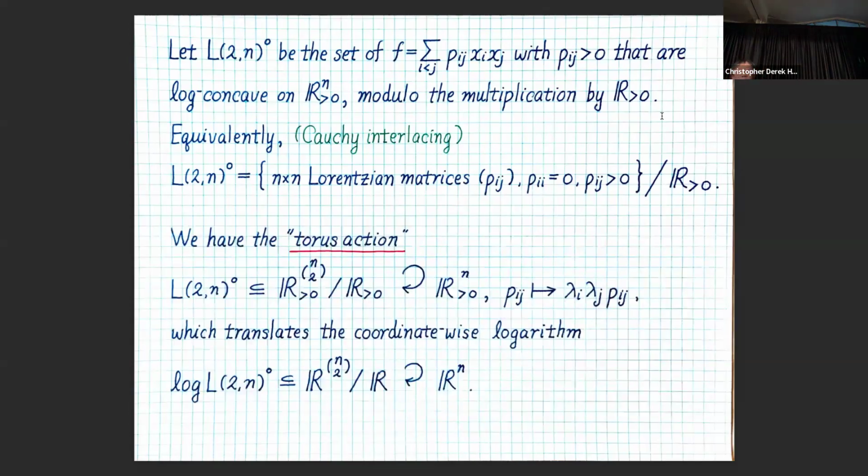And clearly, this set admits what I would call a torus action, which is simply the scaling of the n variables. So P_ij goes to lambda_i lambda_j P_ij. And if you think of everything in log coordinates, this scaling action translates into the translation action on coordinates, which are the log P_ij's.